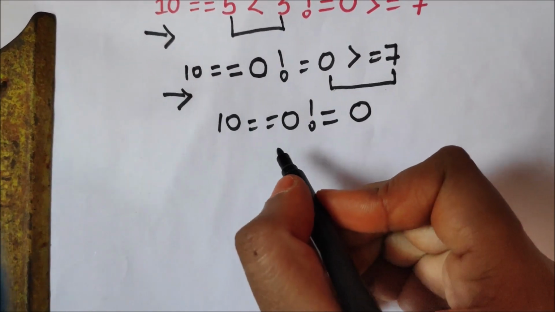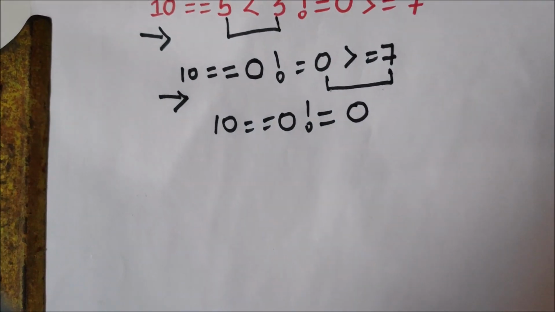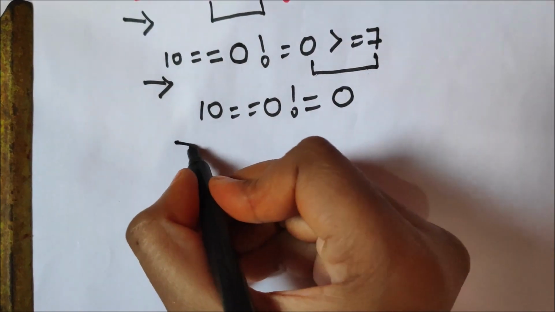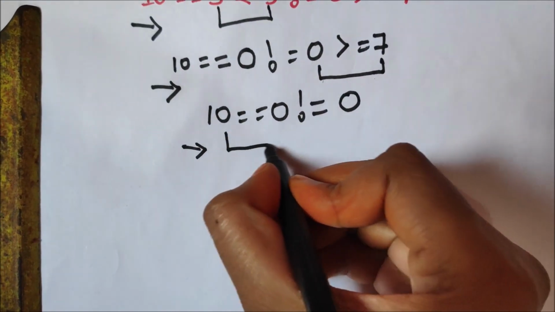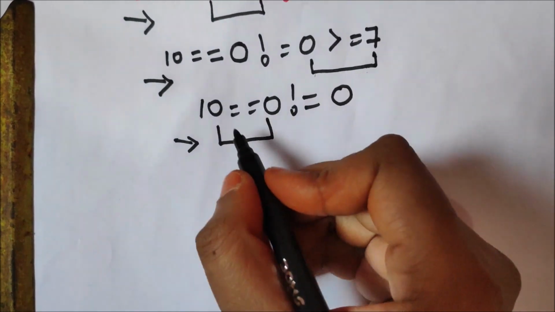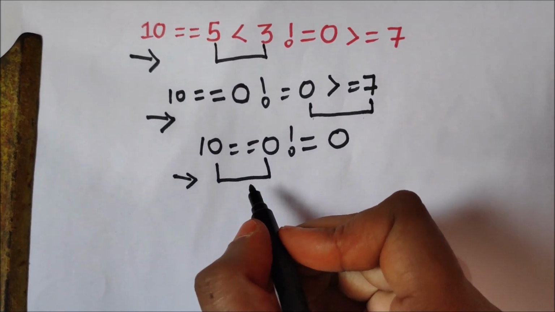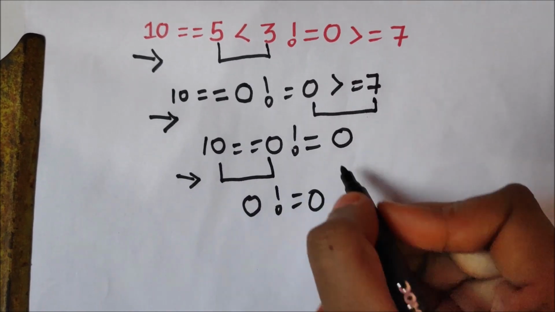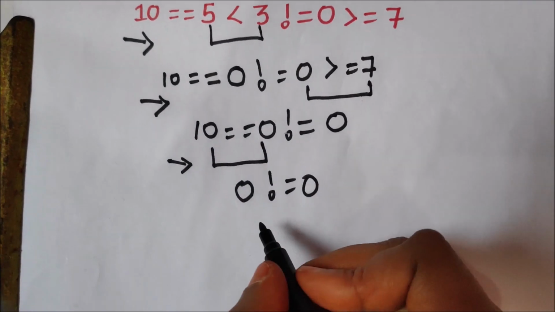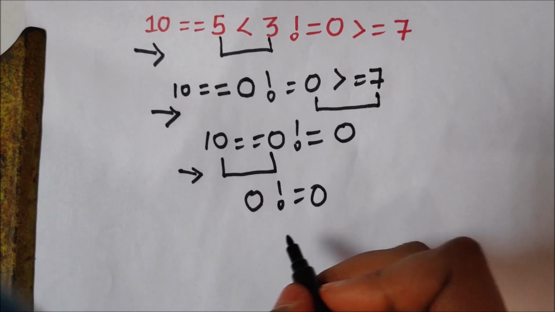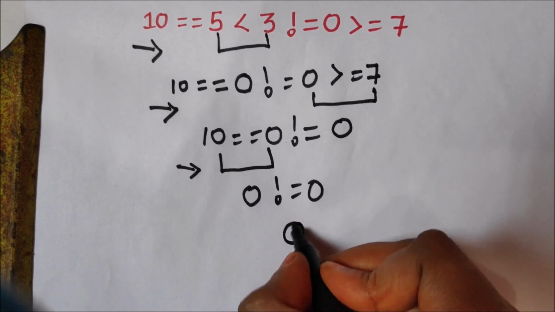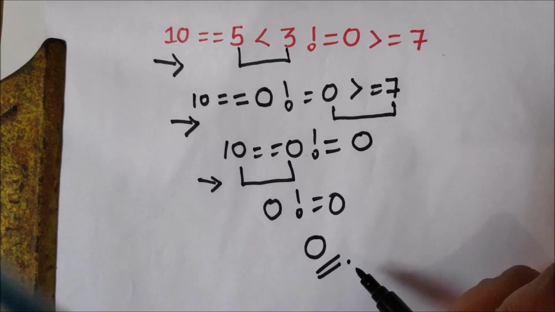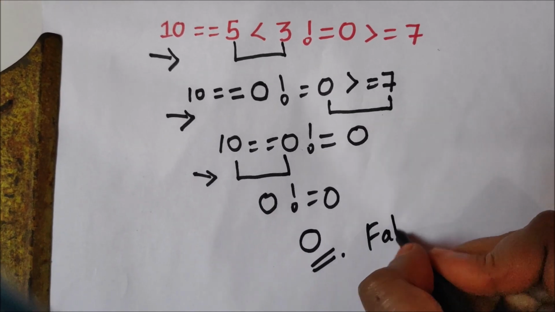Now here we have equals to and not equal to. Both have the same precedence, so start evaluating from left to right. This one is encountered first, so evaluate it: 10 equals to 0 is false, so it gives 0. The remaining part is kept as it is: 0 not equal to 0. Again it is false. So the final result of this expression is 0, which means false.